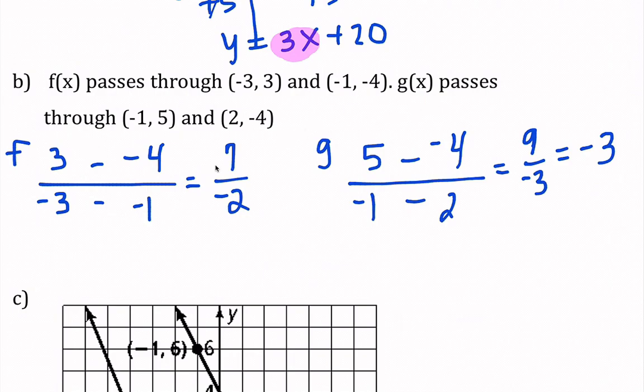Okay, so the slope of line F is 7 over negative 2. Slope of line G is a negative 3. Compare these two slopes. Those are not the same, so those two lines would not be parallel.